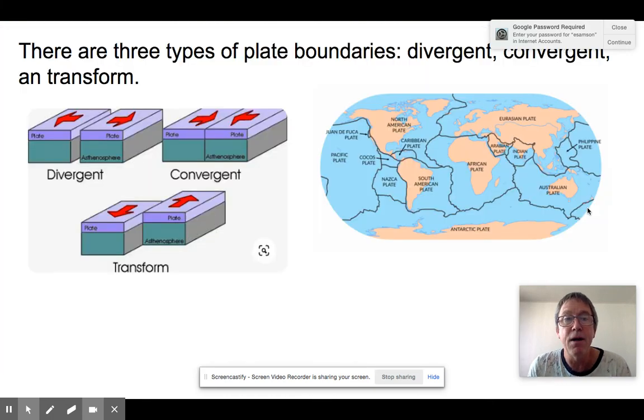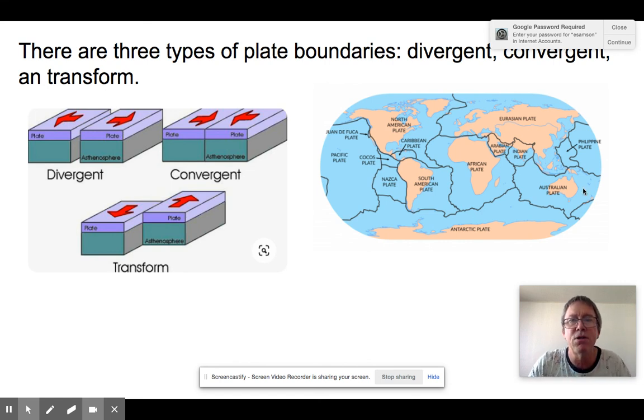Now, we have three types of plate boundaries. We have divergent, convergent, and transform. So we've talked about divergent: spreading centers, mid-ocean ridges and rift valleys. Convergent, basically where we have subduction happening, where we have trenches. And then we have transform. And transform is, there's a few places where we have side-to-side slippage.